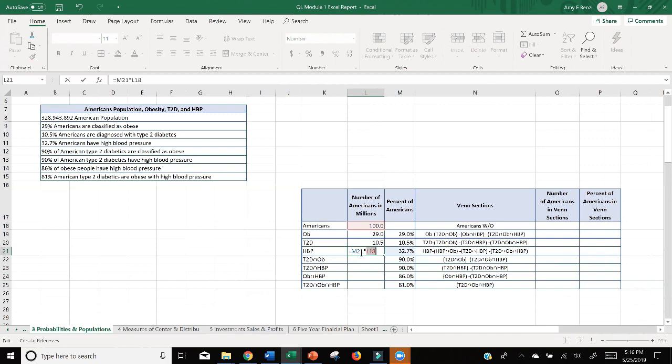I'm going to pause the video, something's wrong. All right, always something little, it was just my keyboard was not attached properly. All right, so now back to this, 32.7% of Americans.